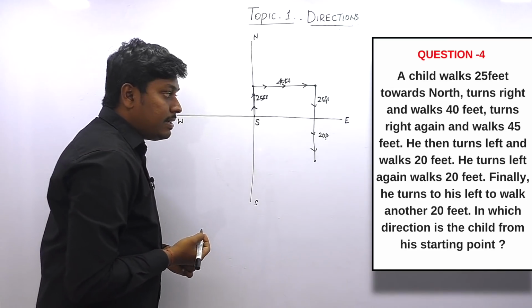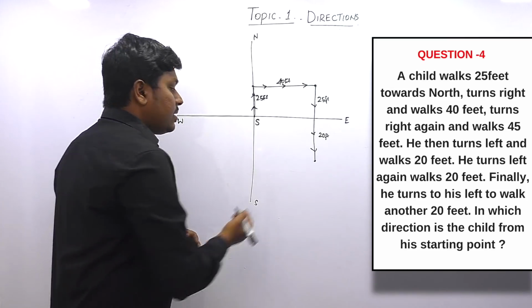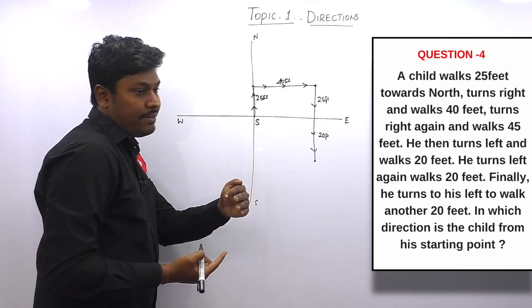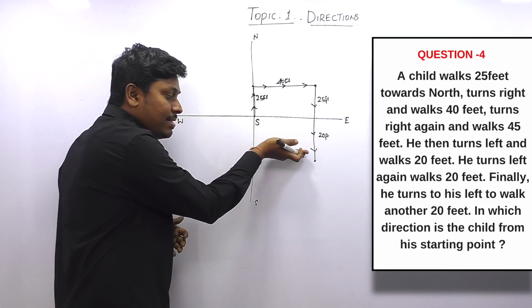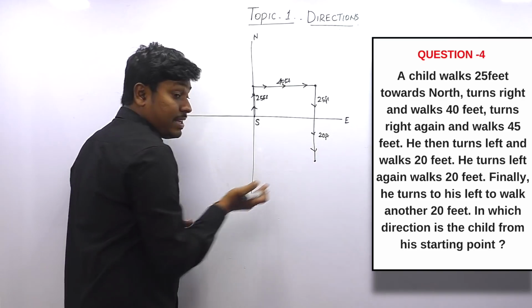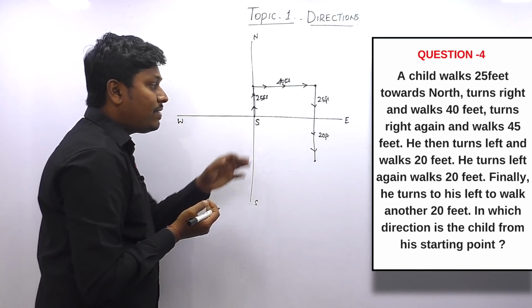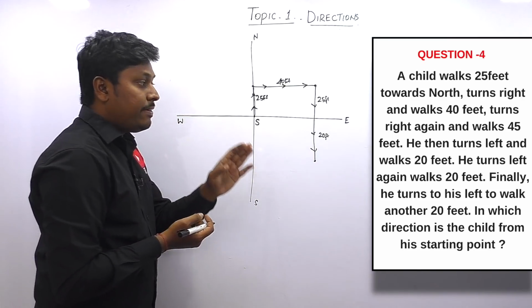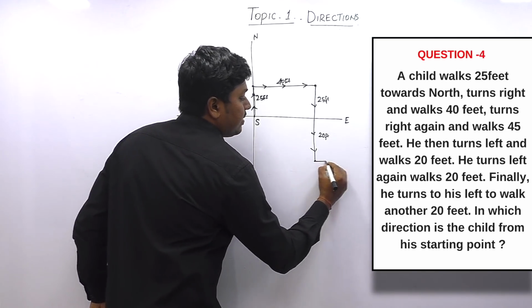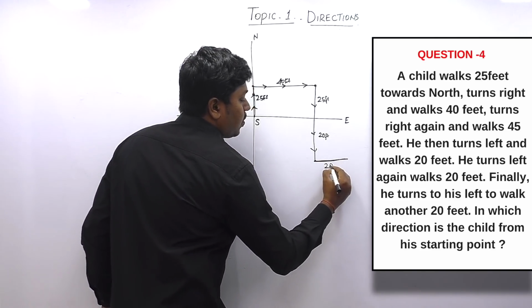And he then turns left and walks 20 feet. So from this point, the child is taking a left turn. If the child is walking in this direction, then the right hand side will be this side and the left hand side will be this side. And the question says, after reaching 45 feet, he turns a left turn and walks 20 feet. So the left hand side will be this side and the child is walking 20 feet.